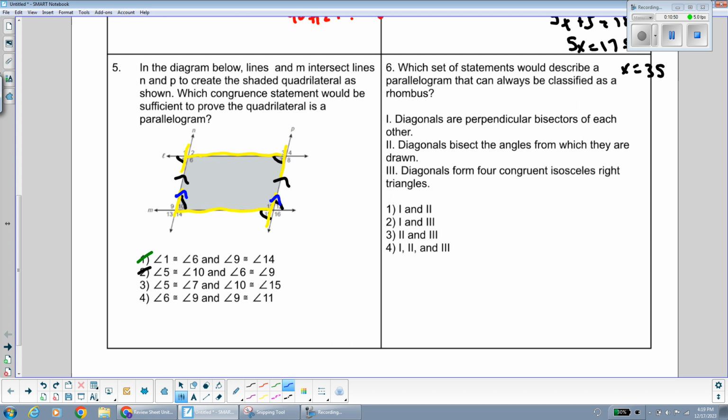So this just proved again that N and P are parallel, but we still don't know that the other set of sides, L and M, are parallel to each other as well. So this is not going to be the answer choice that we are looking for.